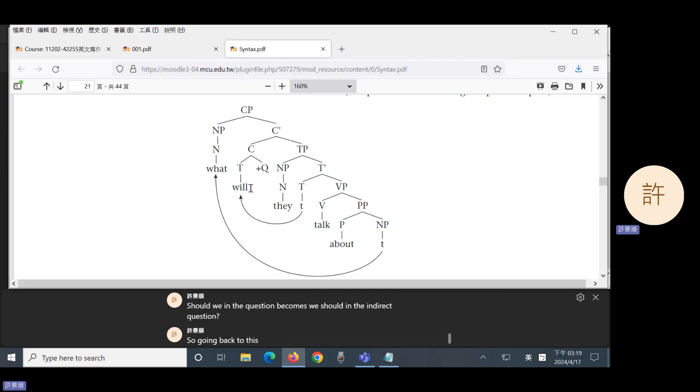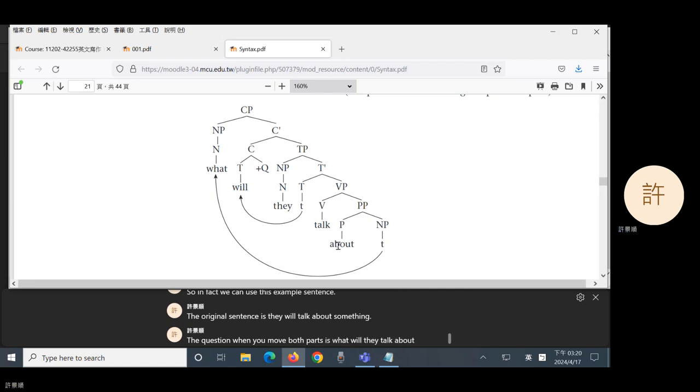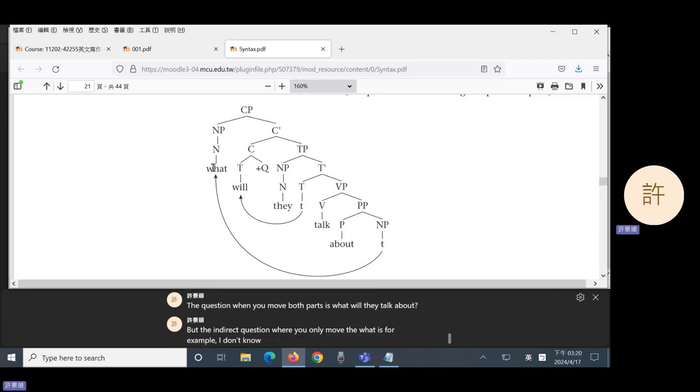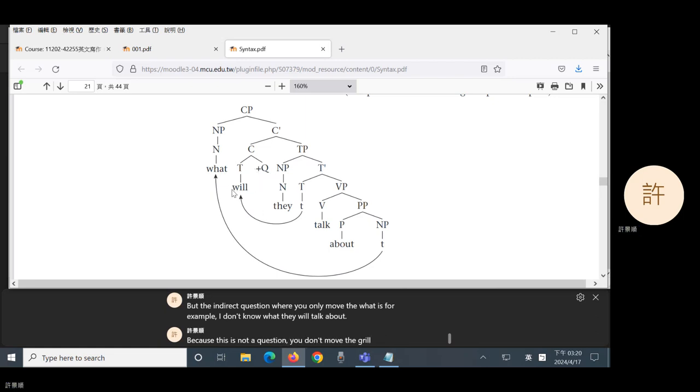So going back to this picture, it is the same thing. This is not a question, so you don't move part of the verb phrase. But this general movement of the question word is still there. You still begin this part of the sentence by moving it from the back to the front. So in fact, we can use this example sentence. The original sentence is, they will talk about something. The question, when you move both parts, is what will they talk about? But the indirect question, where you only move the what, is, for example, I don't know what they will talk about. Because this is not a question, you don't move the will, but everything else, the what you still have to move.